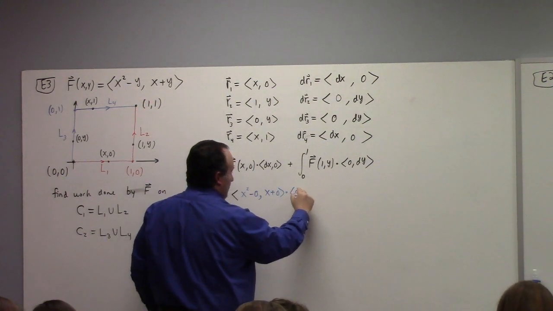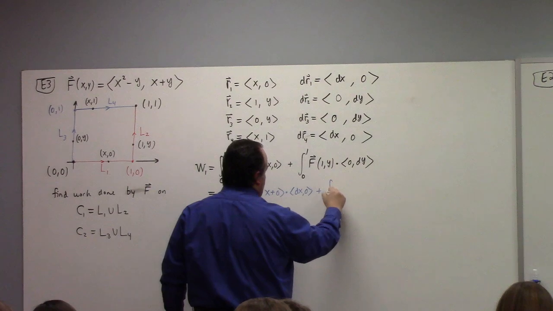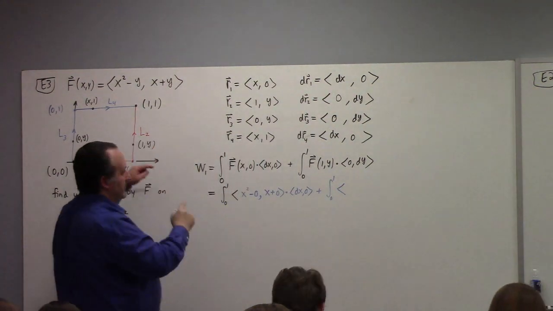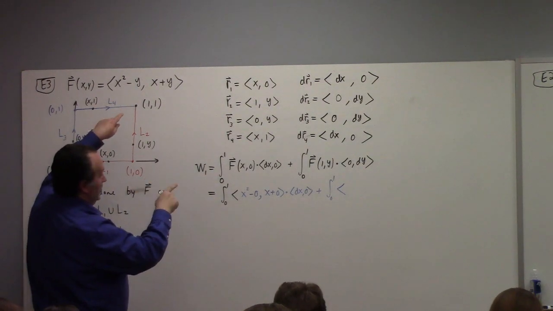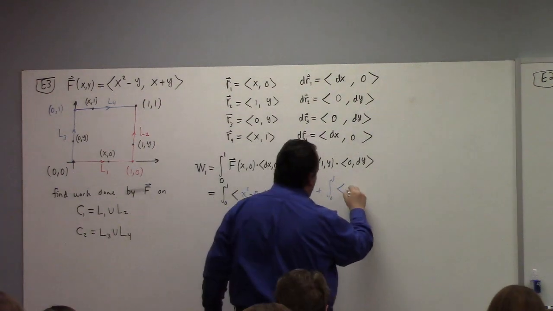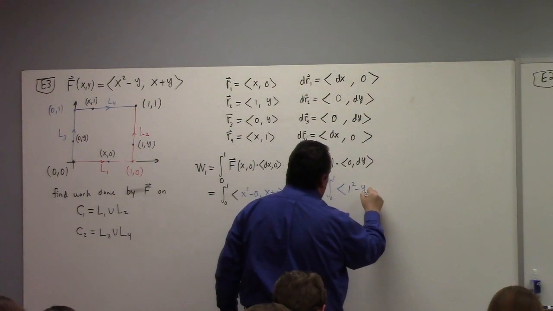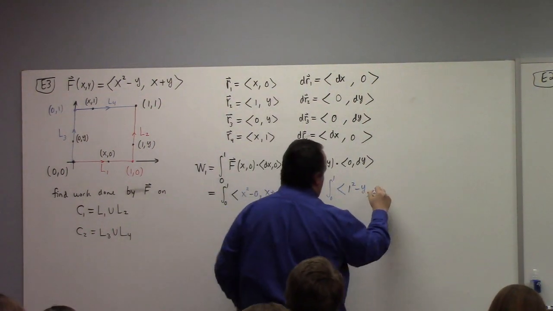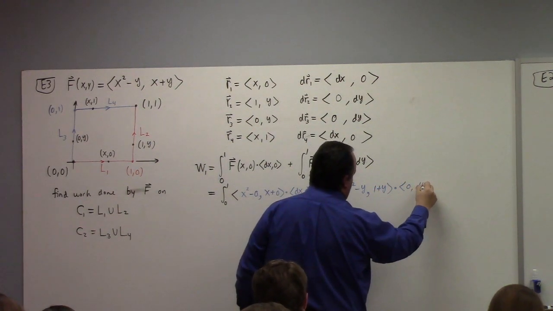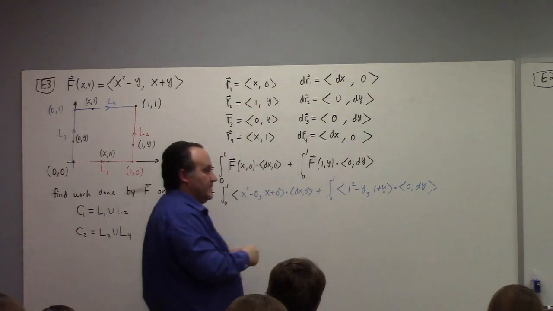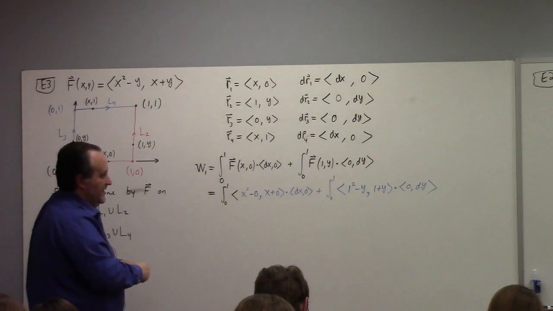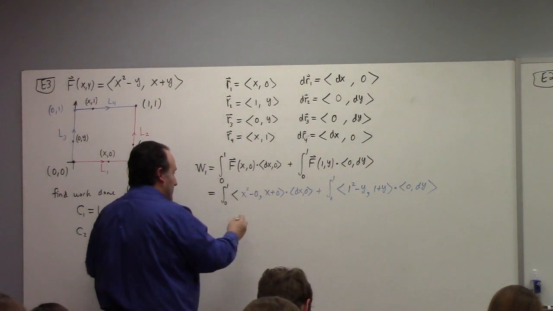dotted with dx, 0, plus the integral from 0 to 1 of, let's see here, plugging in (1, y) into this, I get 1 squared minus y, comma, 1 plus y. Dot product with my 0, dy. All right? So you can work these out. We'll do that. What do we got?